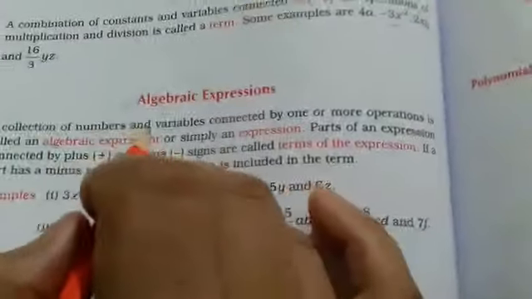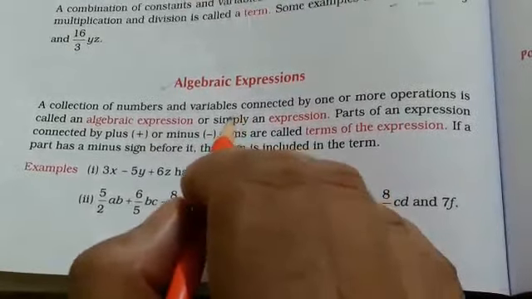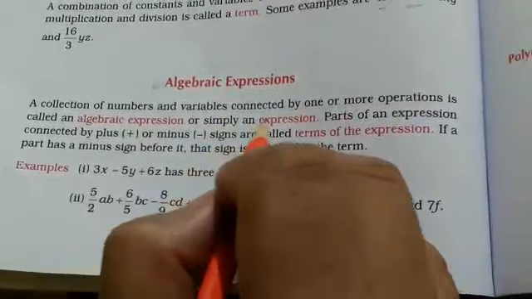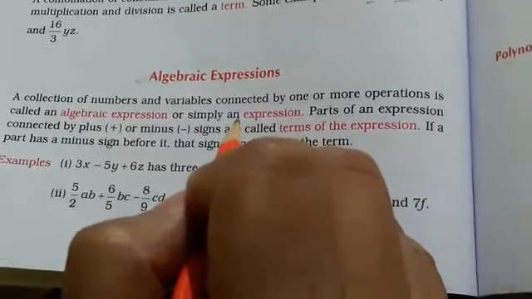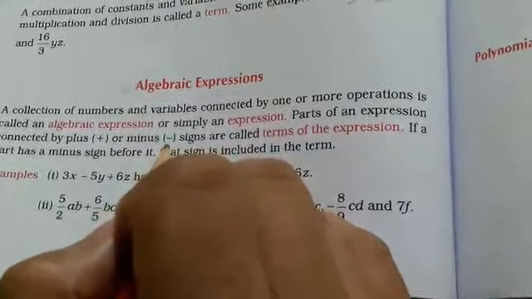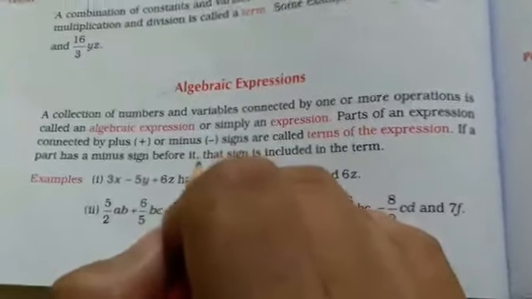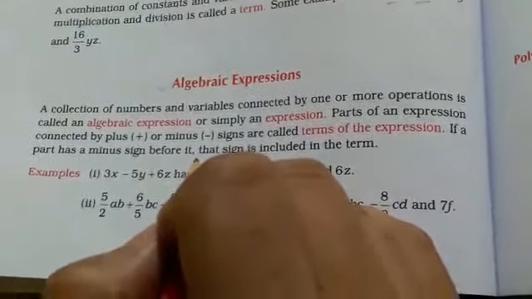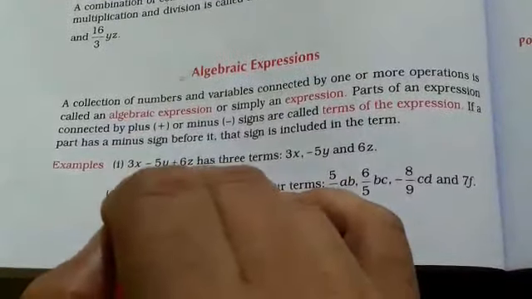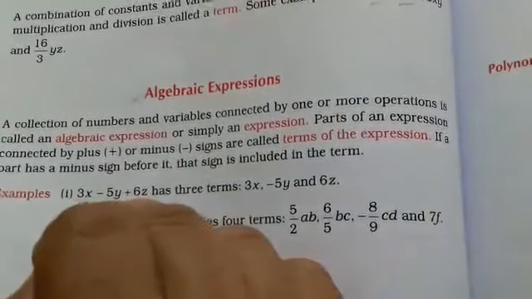Now we will see what is an algebraic expression. A collection of numbers and variables connected by one or more operations is called an algebraic expression or simply an expression. Parts of an expression connected by plus sign or minus sign are called terms of the expression. If a part has a minus sign before it, that sign is included in the term. For example, 3x minus 5y plus 6z has three terms.